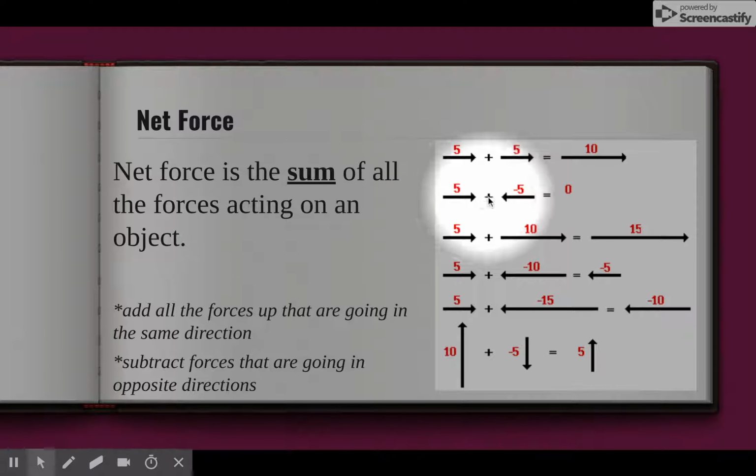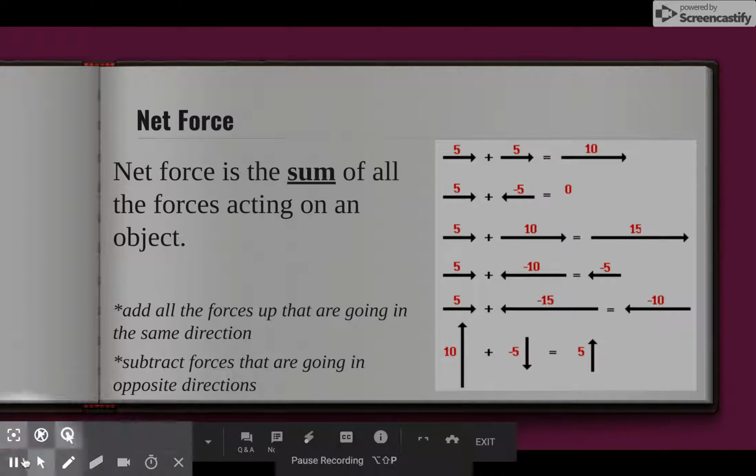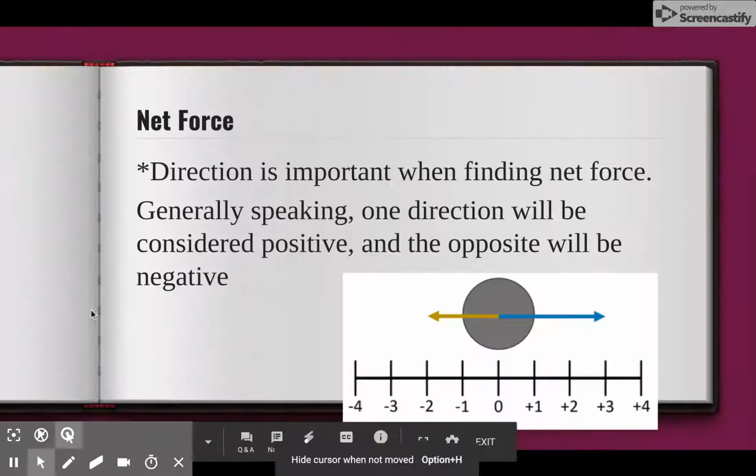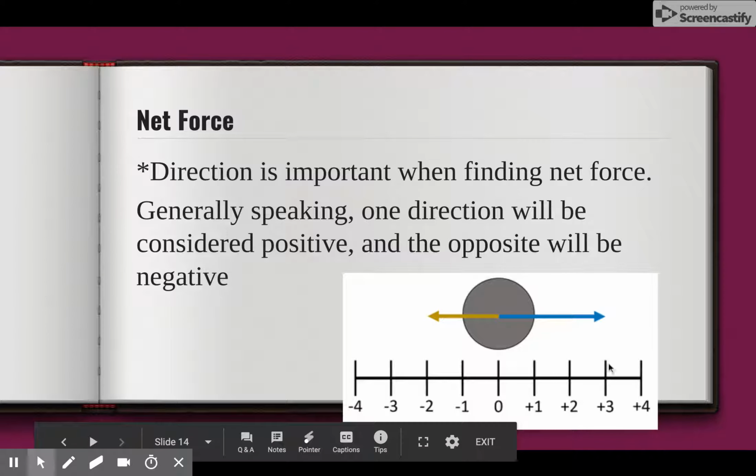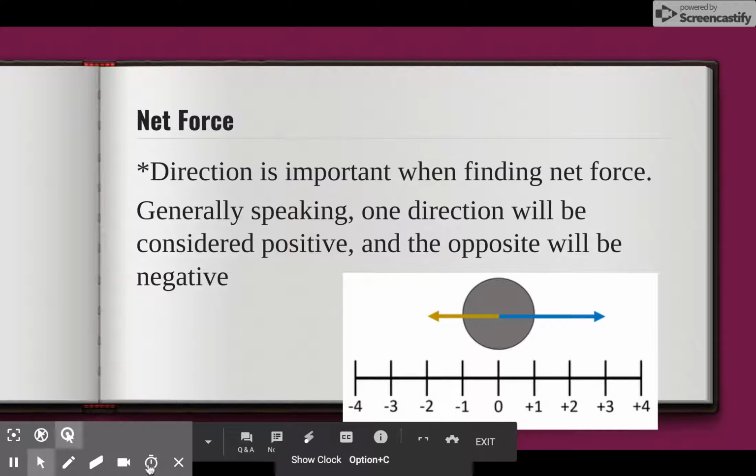So here we've got 5 to the right, 5 to the left, which gives us 0. Same thing, 5 to the right, 10 to the left. 5 minus 10 gives us minus 5. Just to finish up, the direction is important when finding net force, so we often give them a positive or a negative. That is it. We will do some activities in class to finish.